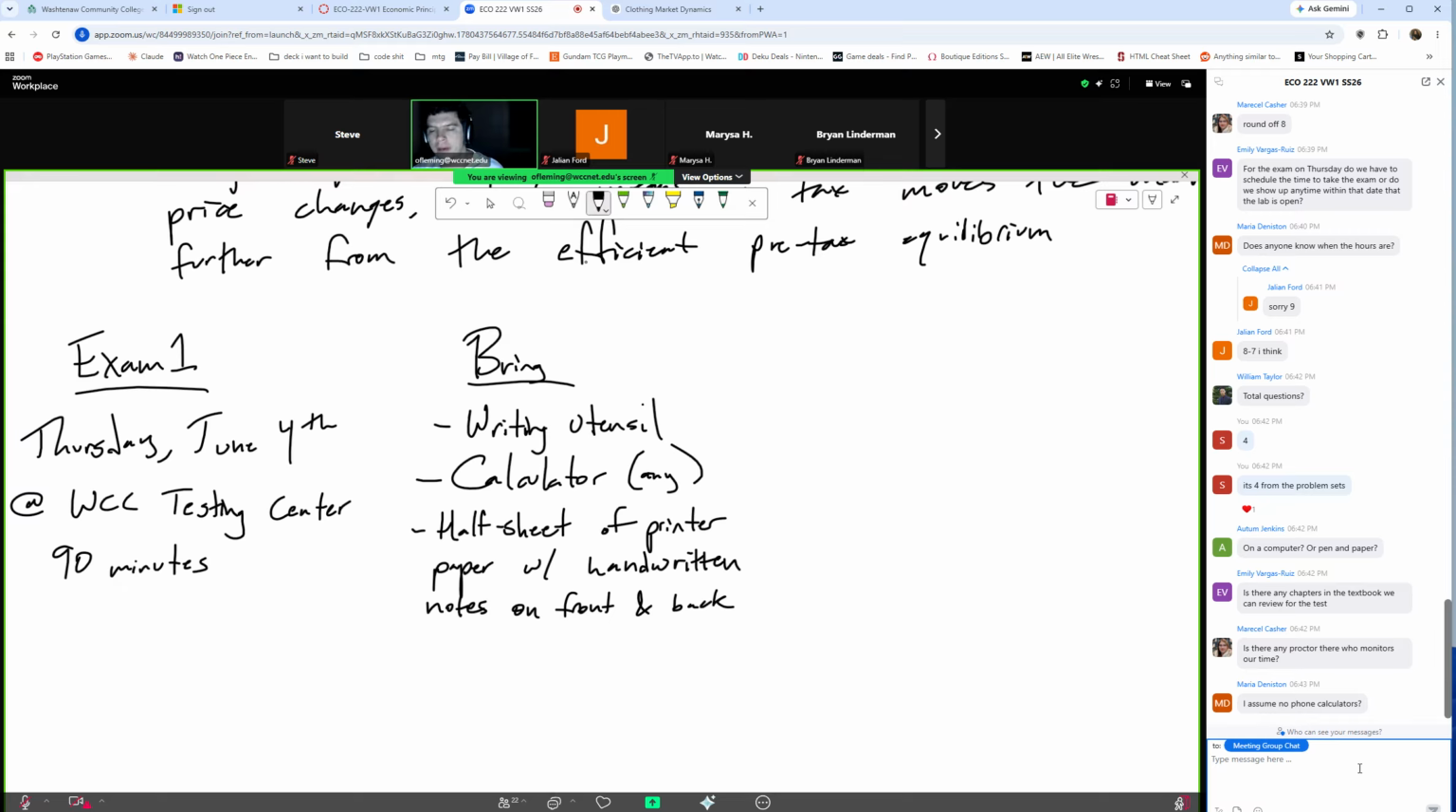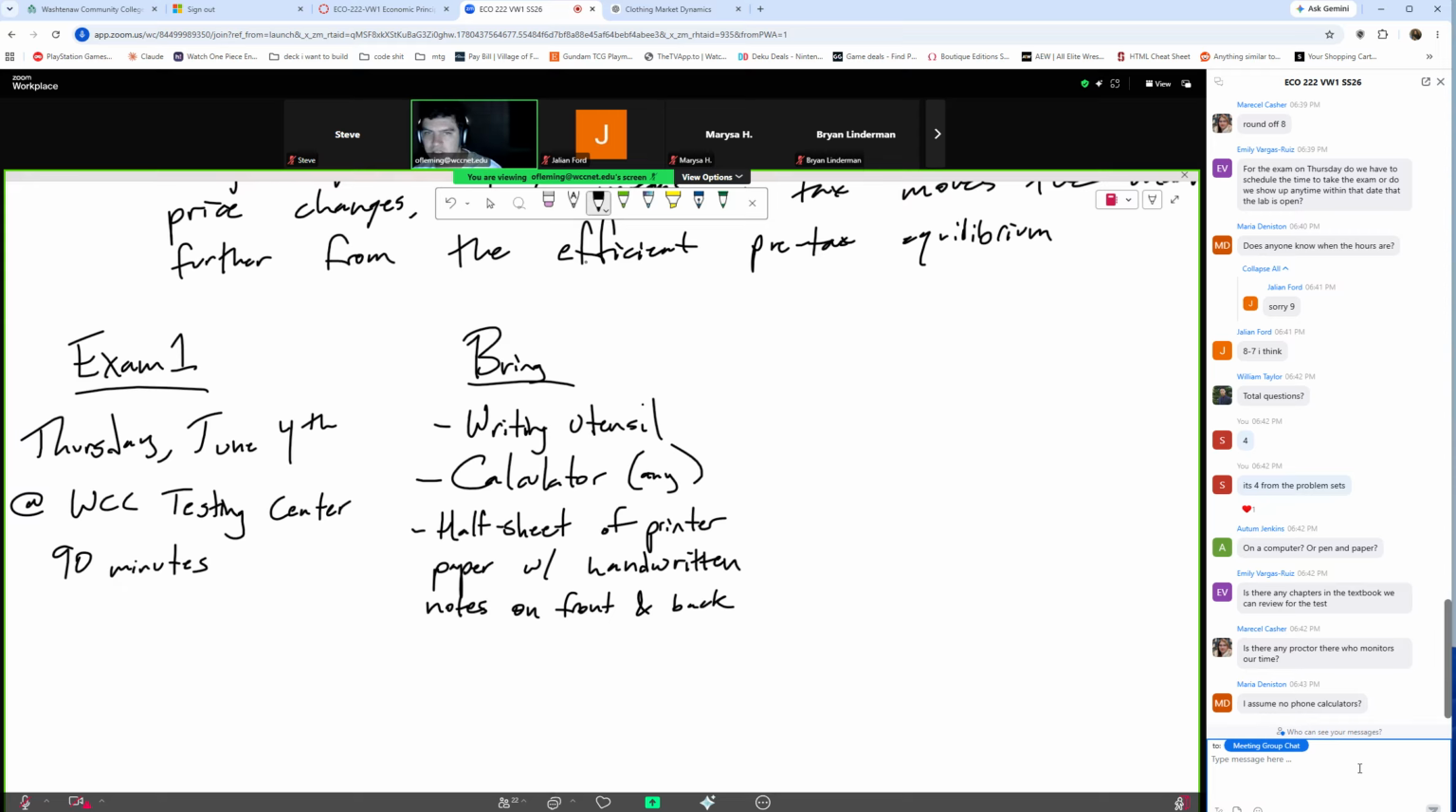Honestly, I could go all day about the philosophy of the notes, meaning why I let you do it. But the point is that the handwritten notes, the half sheet of paper, is intended to be a study and confidence guide. It really serves two purposes. One is confidence, okay? Because you're not going to have to memorize the determinants of supply and demand. You can just write them on the paper.